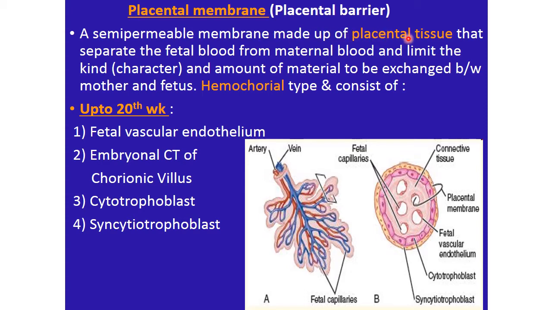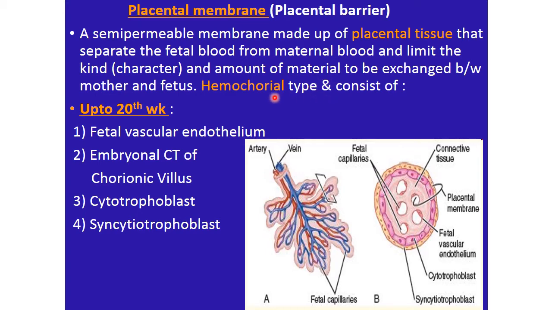placental tissue. Actually it is the chorionic villi that separate the fetal blood from the maternal blood, and it also limits the kind and the amount of the material to be exchanged. It does not allow all types of material to be transported across that barrier. It has a selective nature, and it also limits the amount, and does not allow a free amount to be exchanged.